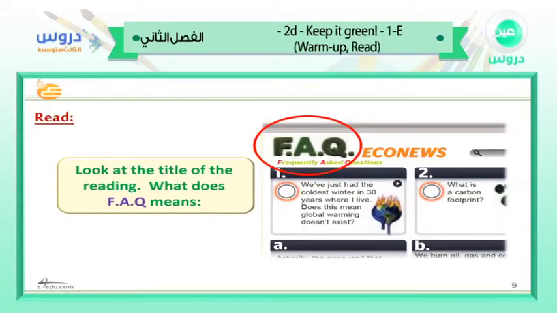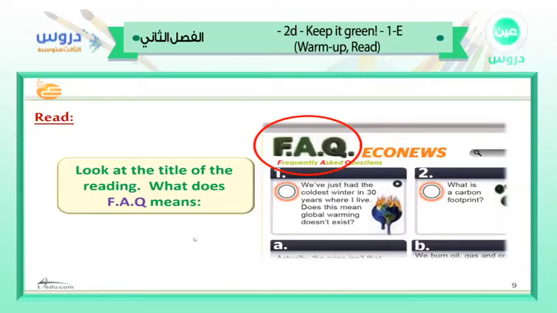Now, look at the title of the reading. What does FAQ mean? Usually we have some of these in articles. It's like frequently asked questions. This is what we call an acronym. Frequently asked questions. You see, the beginning of each word forms an acronym here. Okay. So, these we're going to read.